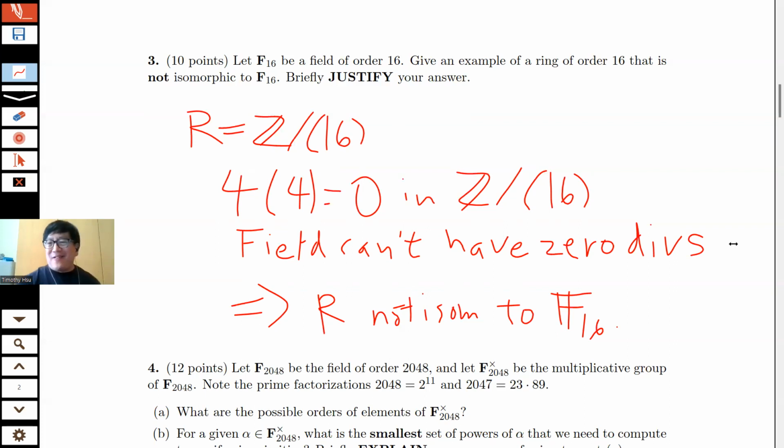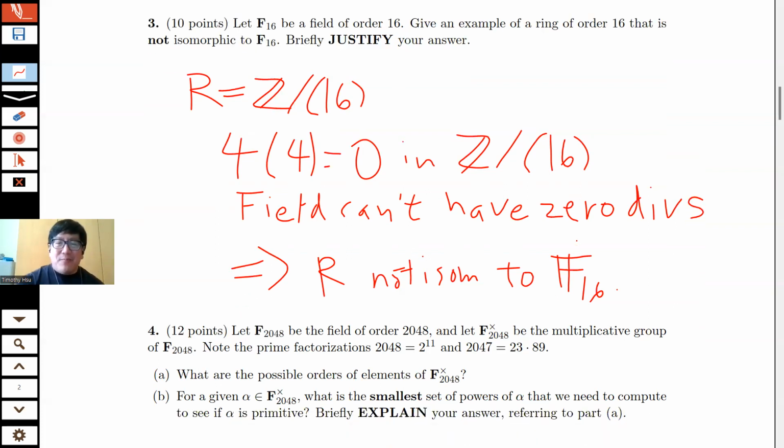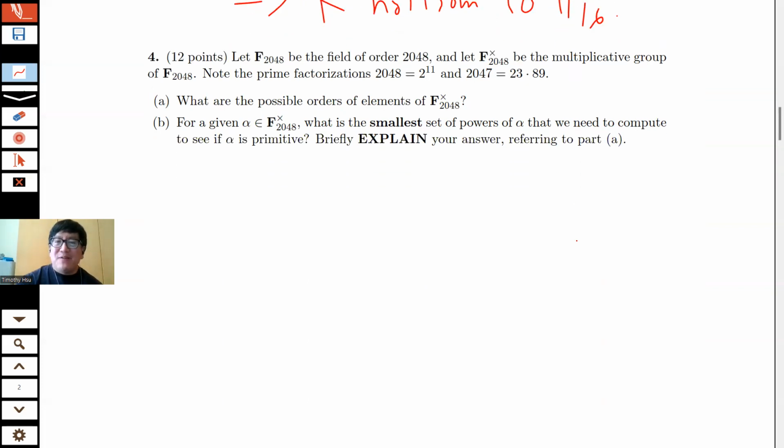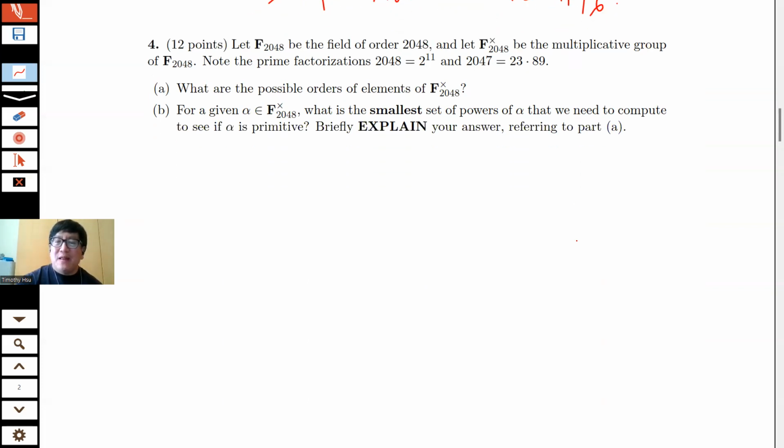So number 3, okay. Easy peasy. There we go. Sure. Okay. Next, number 4. Let F2048 be the field of order 2048, and let F2048 times be the multiplicative group of F2048. Note that 2048 is equal to 2 to the 11th, and 2047, ooh, tricky, is equal to 23 times 89, both of which are prime. And so what are the possible orders of elements of the multiplicative group of F2048?